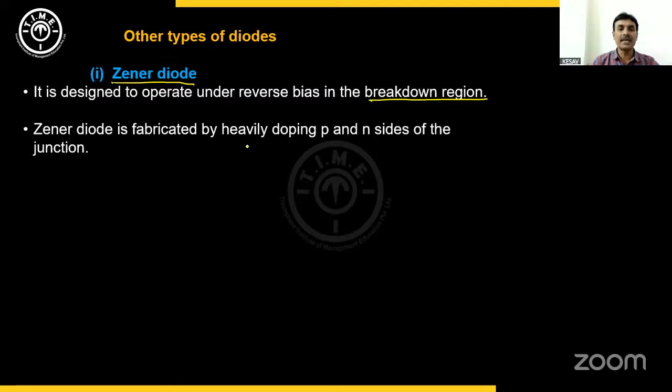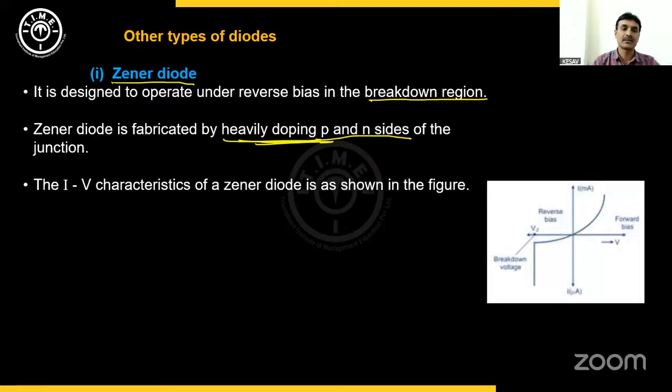The Zener diode is fabricated by heavily doping the P and N sides of a junction. See, it is fabricated by heavily doping the P and N sides of a junction. P-type material and N-type material, these two are heavily doped in the fabrication of Zener diodes.